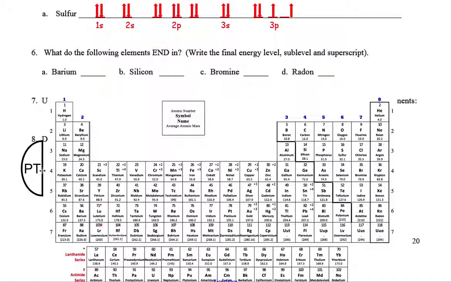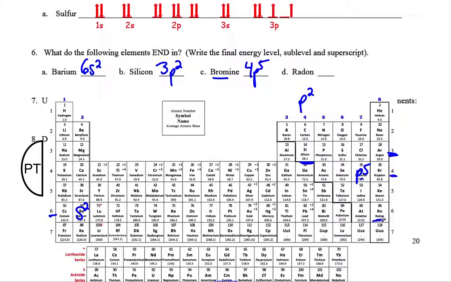Now, what do the following elements end in? So we've got barium. Barium is over here. It ends in 6, and this is the S2 column. So 6s2. Here's silicon. Silicon ends in P2. Well, it's the 3rd row, so it's 3p2. Bromine, there's bromine right there, and it's P5. 4p5.